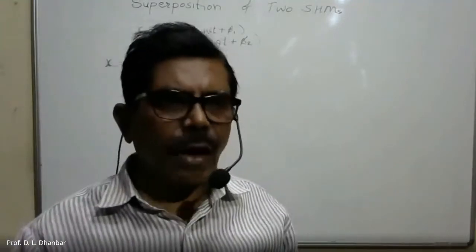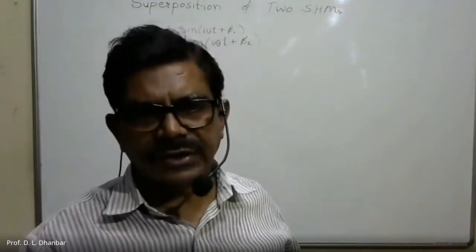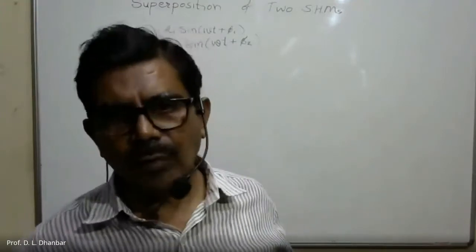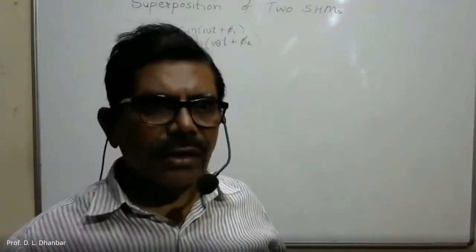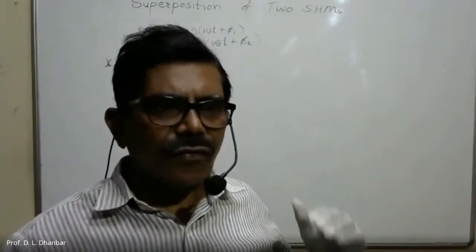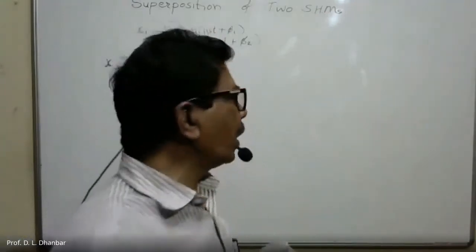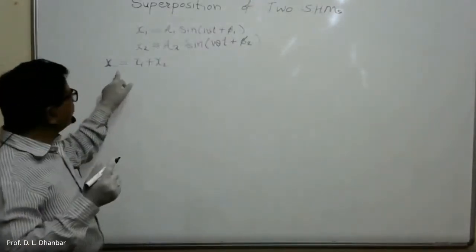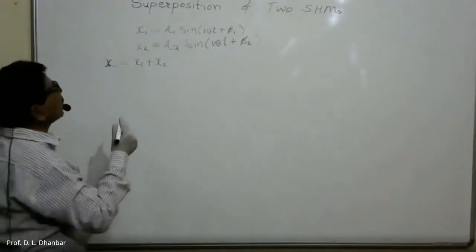Means it must satisfy the basic conditions required for a particle to be in simple harmonic motion. So in short, we'll verify whether the resultant motion is a simple harmonic motion or not. For that, this is the resultant displacement x, which is given by x1 plus x2.